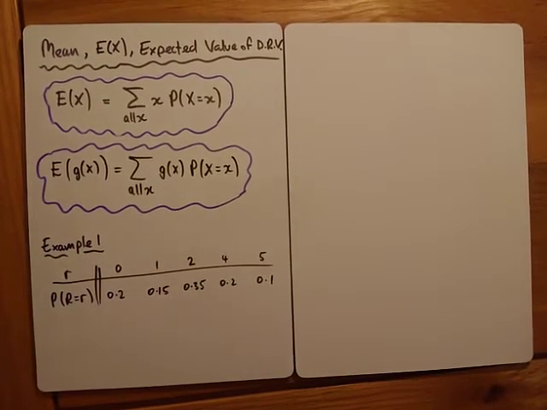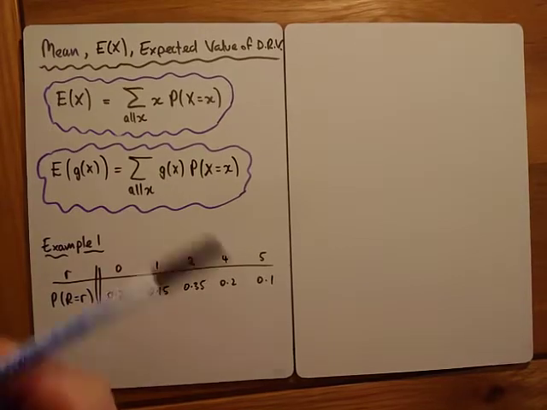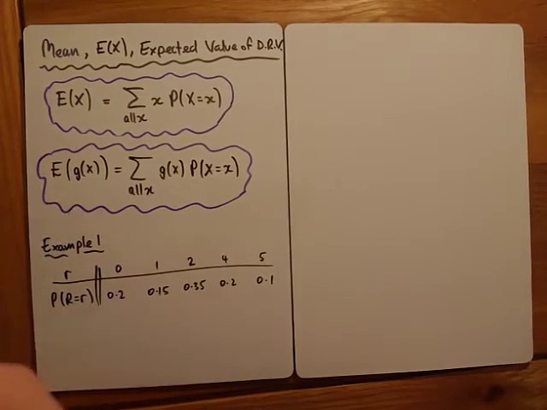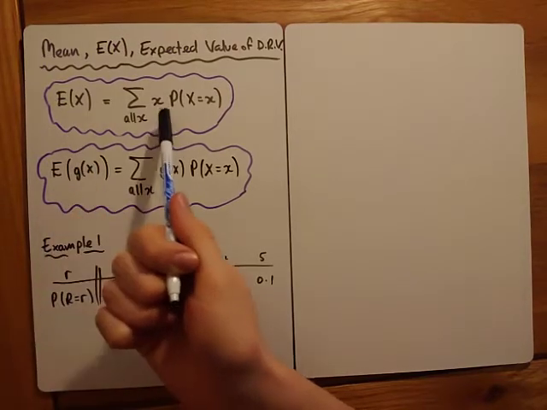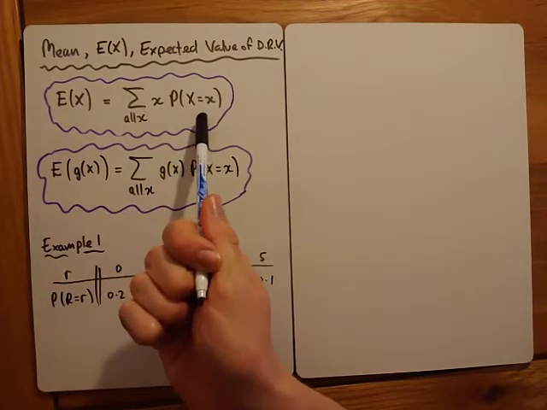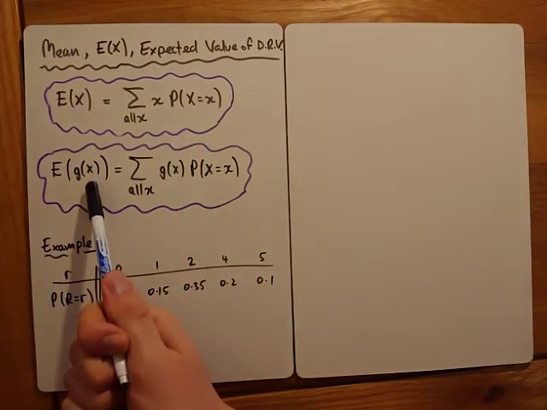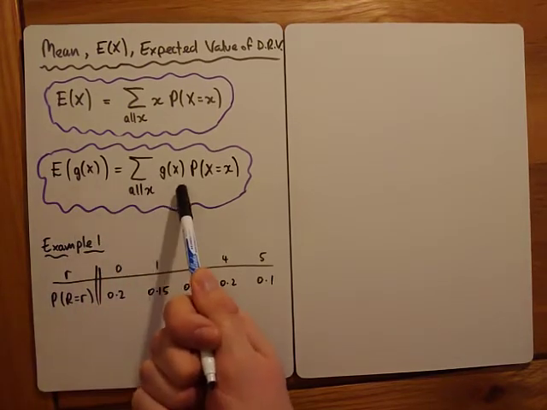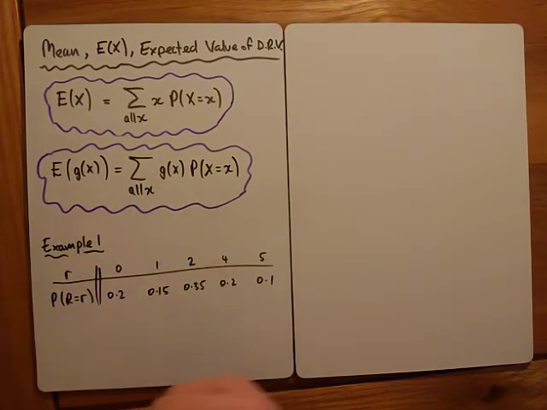Next, let's take a look at not just the expected value of x itself, but the expected value of a function of x. Okay, so if it's the expected value of x, we multiply the x value by its probability, but if it's an expected value of some sort of function of x, we multiply the probability by this function of x.